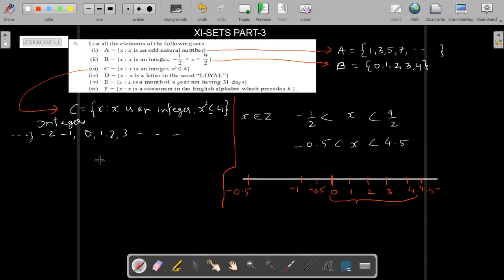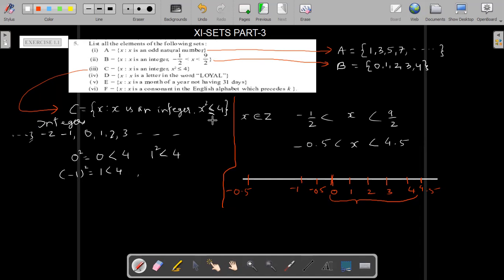So we will start from 0. Okay. 0 square is equal to 0, which is less than 4. It will be taken. Then 1 square is also less than 4, and similarly minus 1 square is also 1. So minus 1 will be taken. This is also less than 4. But 2 square, will we take 2 square or not? Yes, we will take it here because it is less than or equal to 4. Up to 4 we have to take.